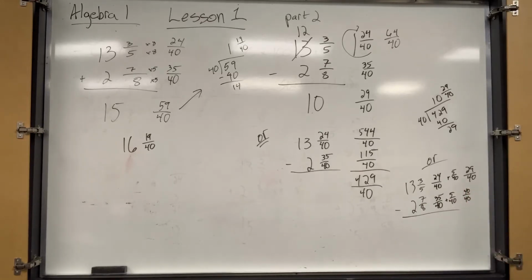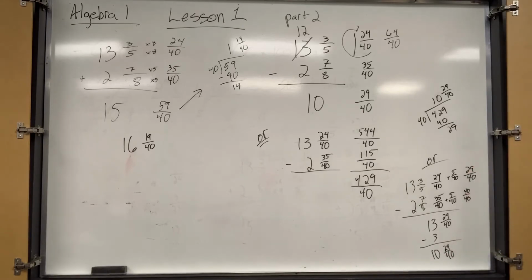Well, 2 and 40/40 is just 3. So then it's just 13. So then it becomes 13 and 29/40 minus 3. Well, look at that. What's that? That's just 10 and 29/40.